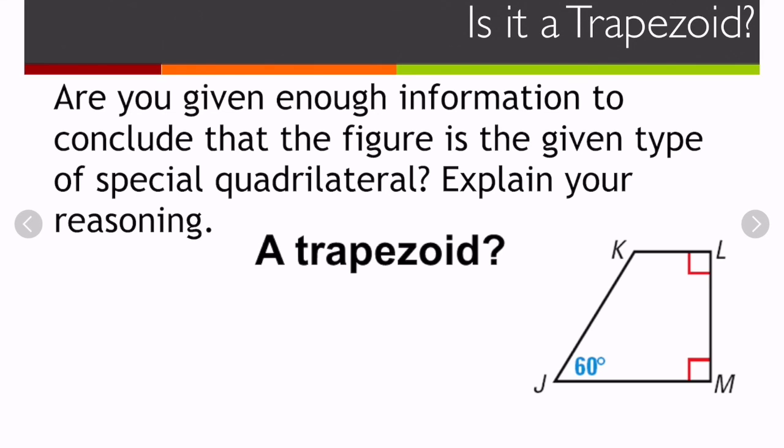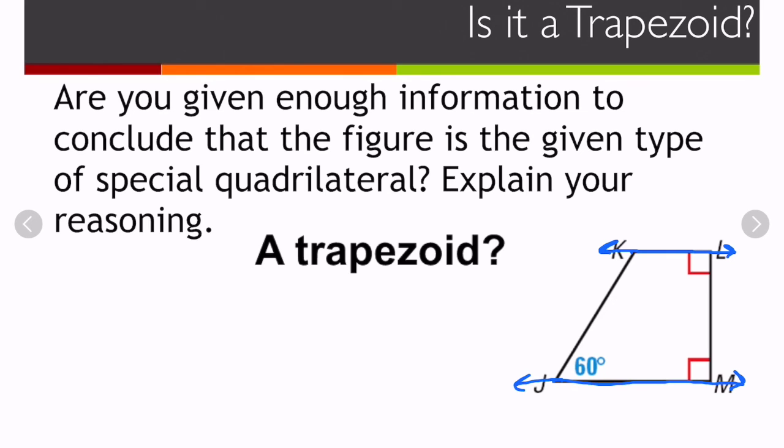Okay, this one's very similar to the one we did earlier about an isosceles trapezoid. So the first thing we need to know is if one set of lines is parallel. If we just look at this right now, KL and JM seem to be our best bet for lines that could be parallel. So the big question is, are they parallel?